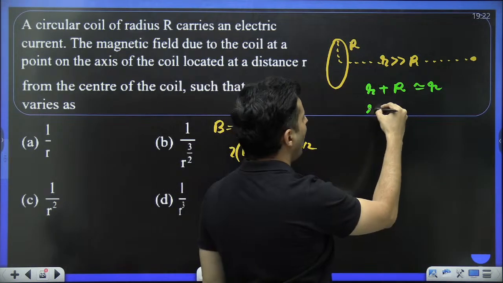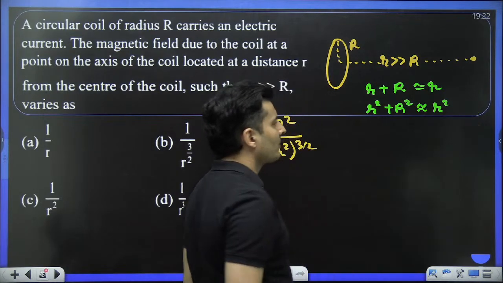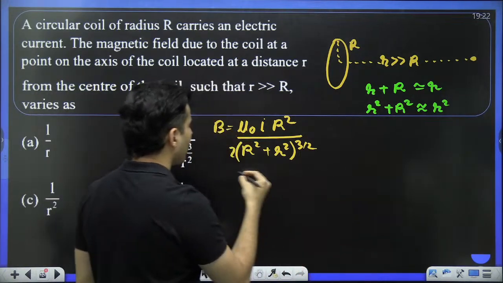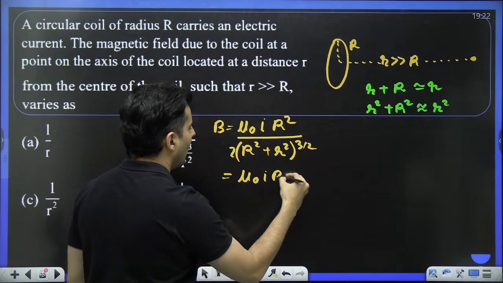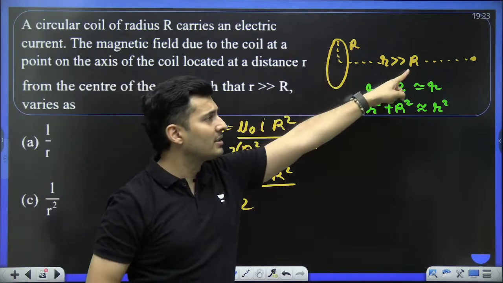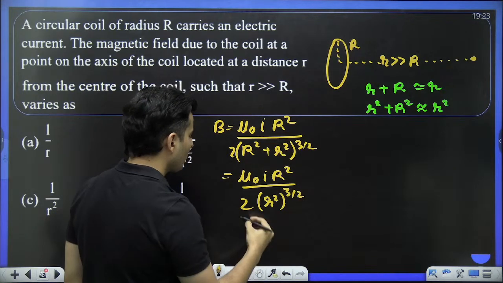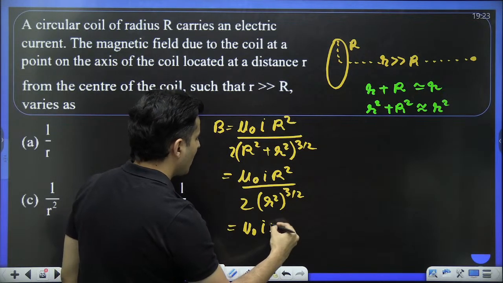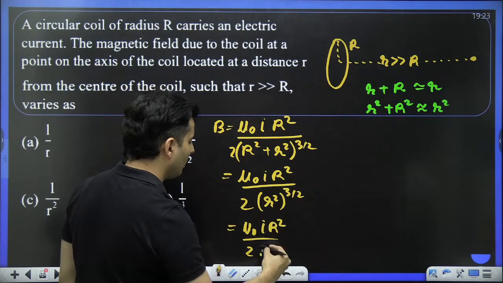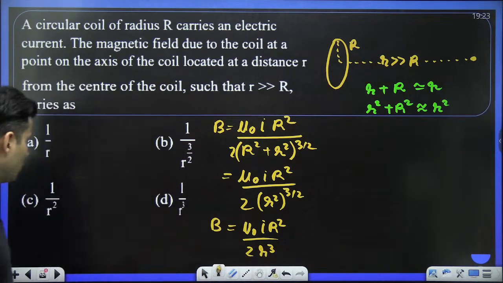Same way, if I do R square plus r square, won't it be approximately R square only? So why not do that over here and see what happens next? This will become mu naught I R square divided by 2. Forget the small r because it is very small as compared to capital R. So it will be just R square raised to 3 by 2. So this will become mu naught I R square divided by 2 R raised to 3. 2 and 2 cancel, so it will be r raised to 3. Don't you see that the magnetic field is inversely proportional to the cube of the distance?